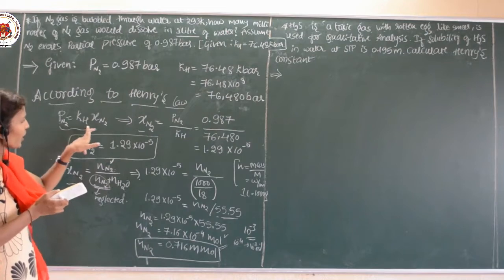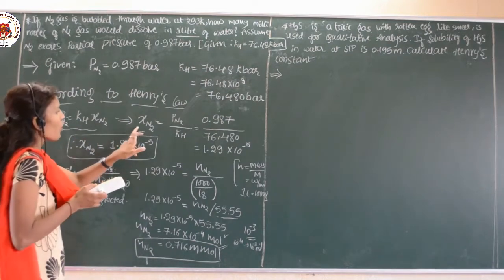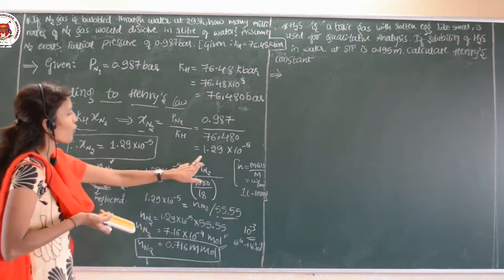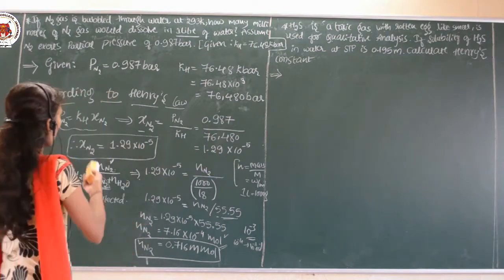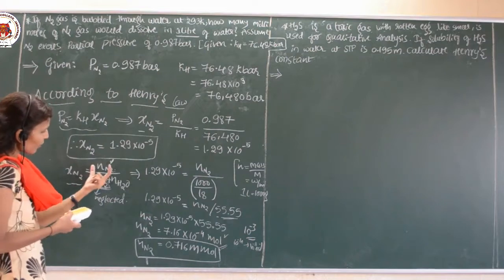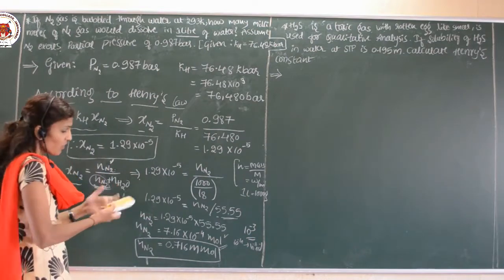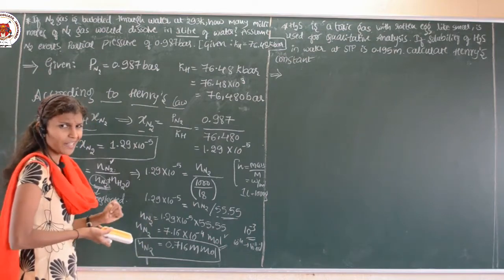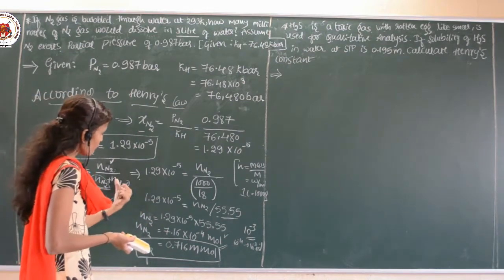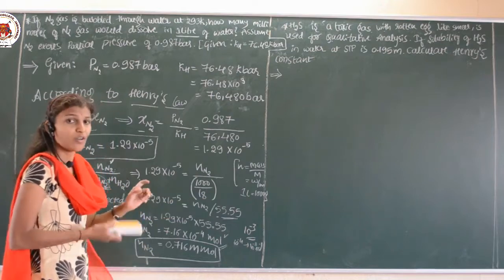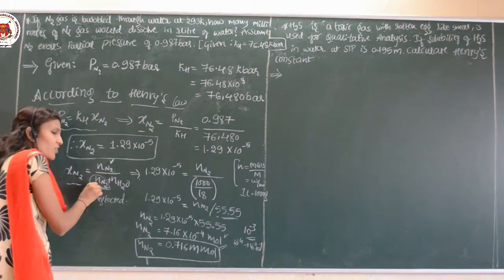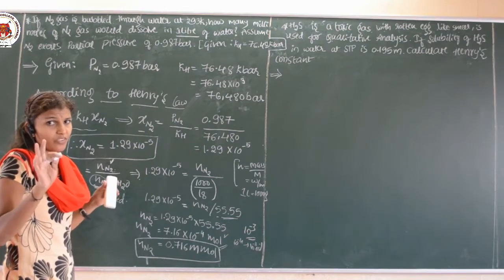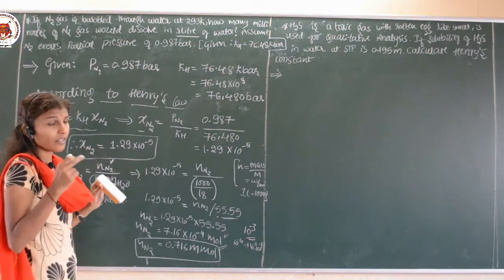First make use of Henry's law, find the value of the mole fraction of N2, so that you get the value of xN2, and by using this we can calculate the number of moles of N2. See here, the number of moles of N2 is 0.716, which is very less as compared with the number of moles of water, which is 55.55. That is why this term is neglected in the denominator.